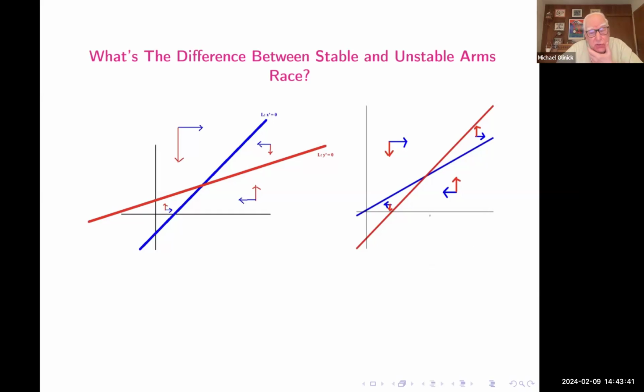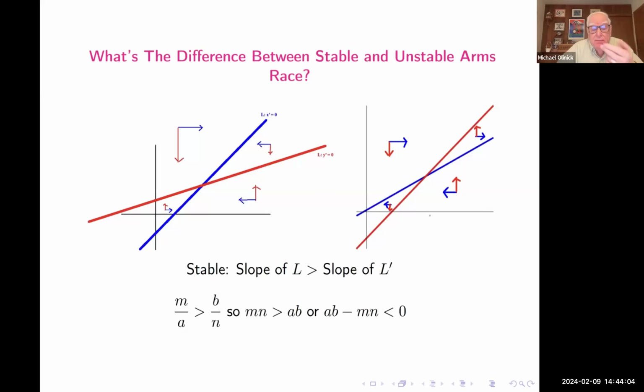And one thing that students will notice or conjecture is that one difference between these two pictures is on the left, the blue line has a greater slope than the red, and it's just the opposite on the other side. The slope of the stable line here, L, for the blue country is greater than the stable line for the red country. And we know what those slopes are from the differential equations. And so we have the condition that mn is greater than ab.